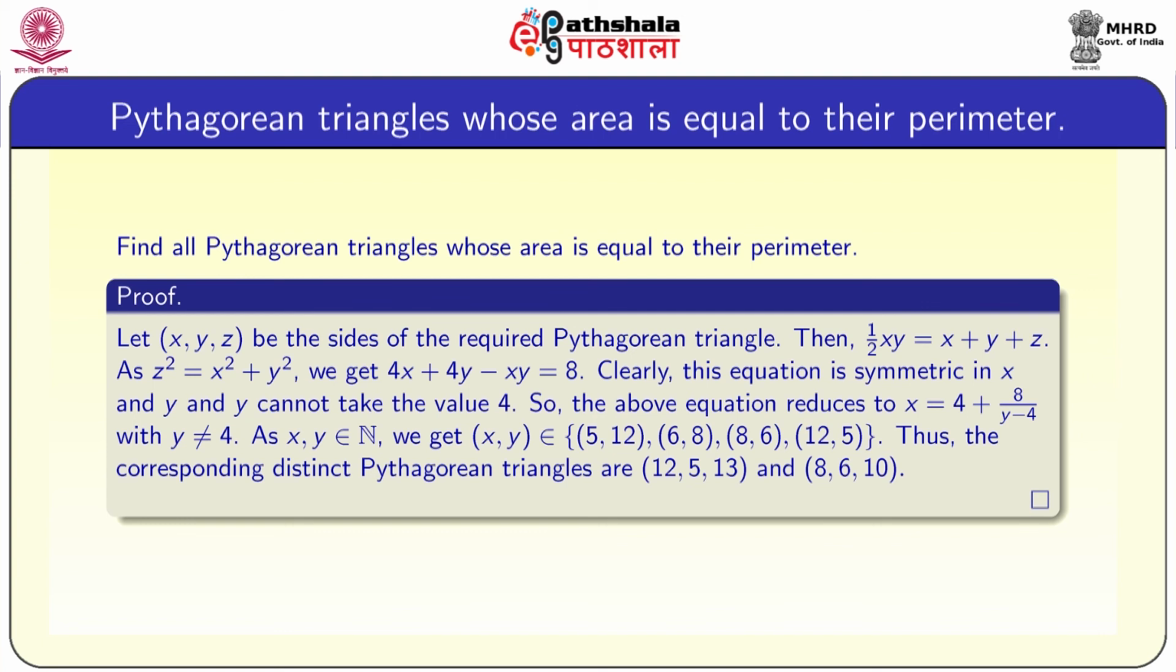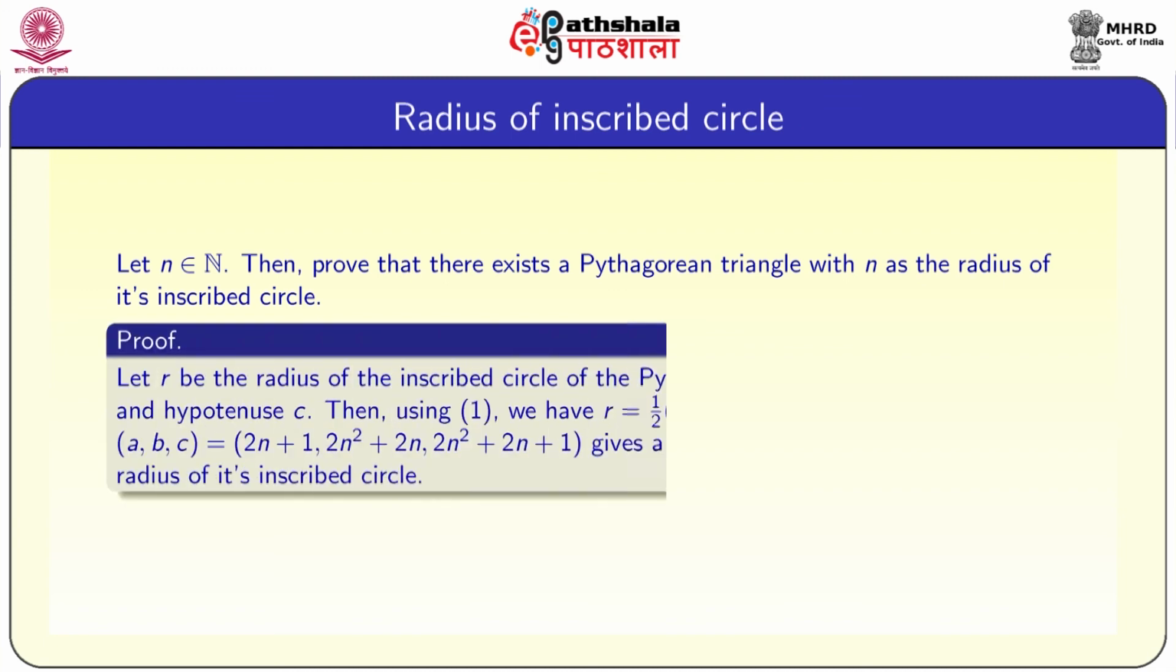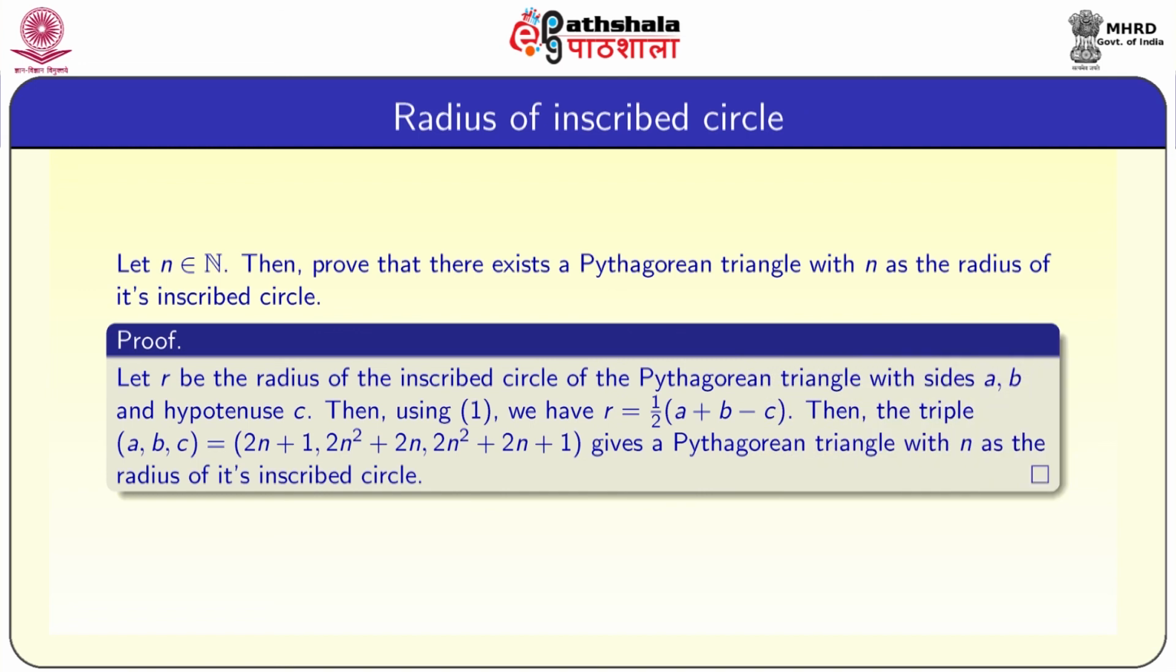Now, the radius of the inscribed circle. Let n belong to N, then we can prove that there exists a Pythagoras triangle with n as the radius of the inscribed circle. Let r be the radius of the inscribed circle of a Pythagoras triangle with sides a and b, hypotenuse c, then using 1 we see that r equal to half of a plus b minus c. If you take the triple a, b, c as 2n plus 1, 2n square plus 2n, 2n square plus 2n plus 1, then we can see that r is exactly equal to n. So, this gives the Pythagoras triangle with n as the radius of the inscribed circle.